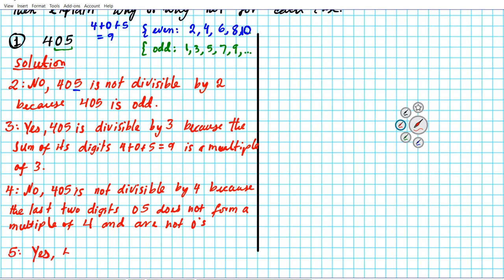How do we know? Well, 405 is divisible by 5. Why? Because 405 ends in a 5. Any number that ends in 5 or 0 is divisible by 5 per our rules that we talked about earlier. All right, let's try another example then.